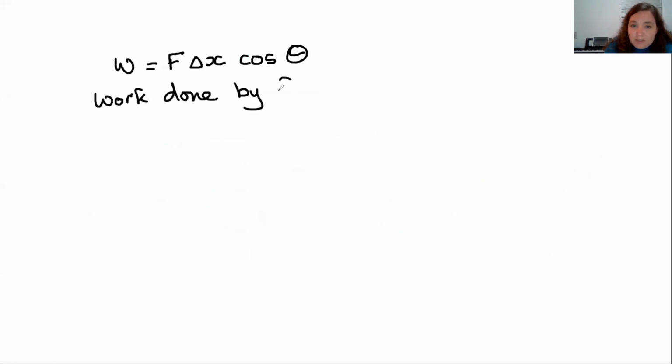Okay, so let's just quickly do an example where we can plug everything in. W is equal to F delta x cos theta. So we're going to start off by looking at the work done by friction, in just one example. In fact, we can have work done by friction and done by other things, but I'm going to do just one at a time.